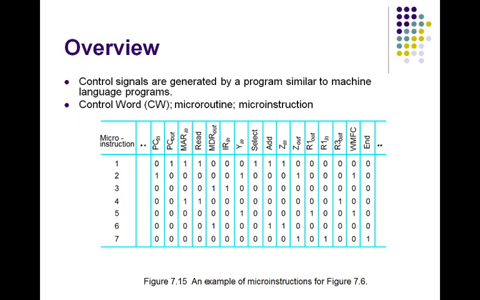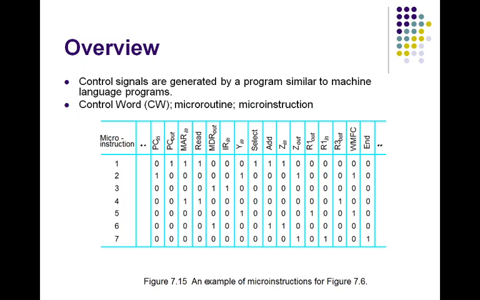Here the control words correspond to the 7 steps, as you can see. We have assumed that select Y is represented by select 0 and select 4 is represented by select 1. That is, select Y is equal to 0 and select 4 is equal to 1.